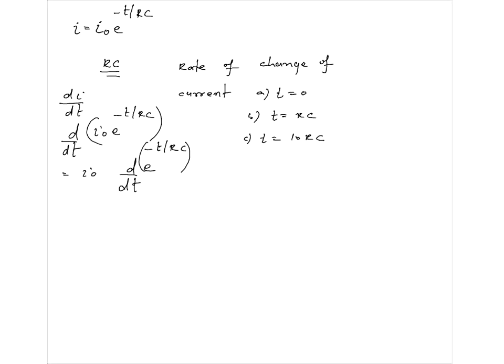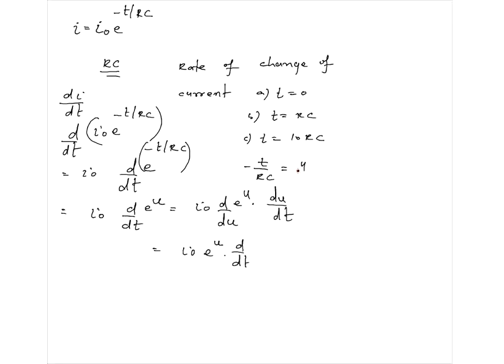So let's put minus t by RC equal to some variable called u. So we have I0 d dt of e to the power u. E to the power u we can handle, provided we have du in the bottom. d du of e to the power u is okay. Applying the chain rule, du by dt. d du of e to the power u will be e to the power u. In place of u, we put this thing, which is minus t by RC.